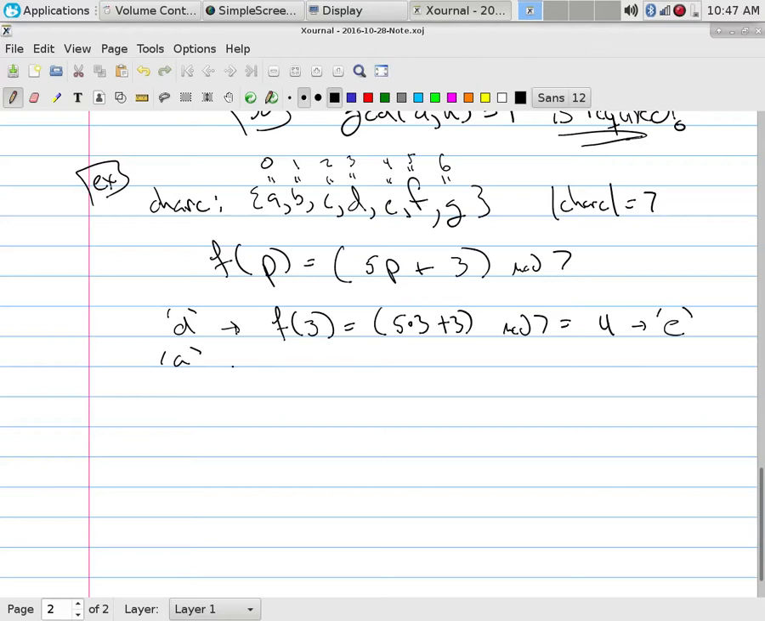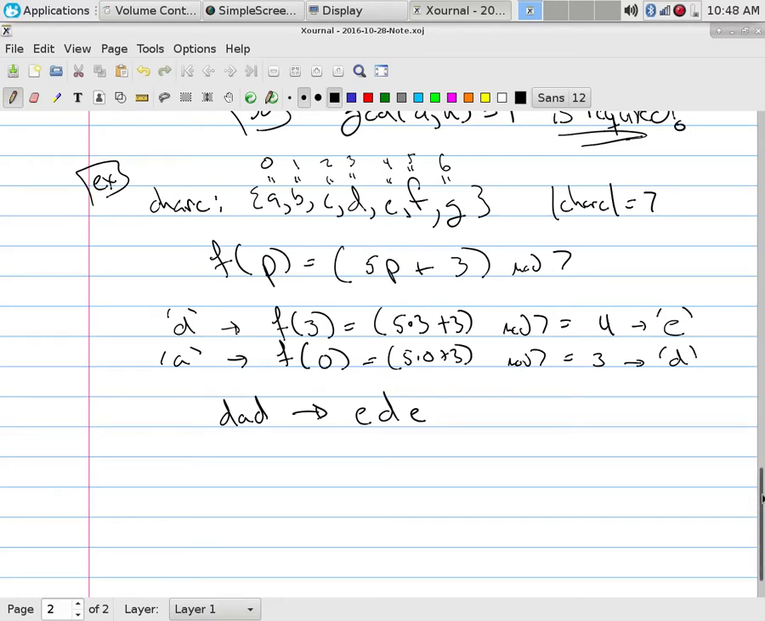Where would A go? That's F of 0, which is 5 times 0 plus 3 mod 7, which is just 3. What is 3? D. And so given that, dad would encode to what? E-D-E.